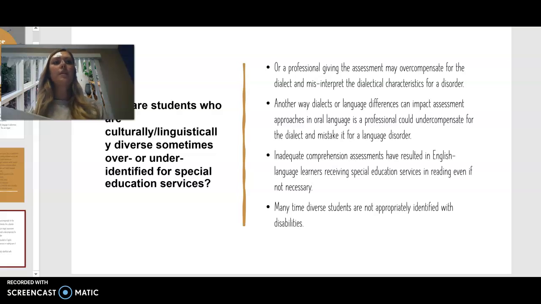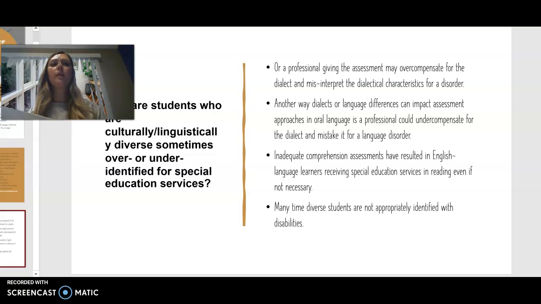And then also, inadequate comprehension assessments have resulted in English language learners receiving special education services in reading, even if it's not necessary. So that's why it's very important that we decide which assessment they are given, in their first language, in English, or in both, because if you give them an assessment in English and they show that they have a reading disorder, well, is it because of a reading disorder or is it because of a language barrier?